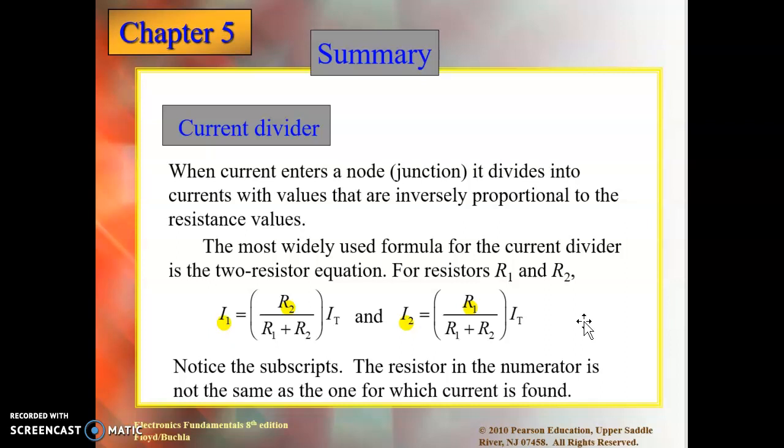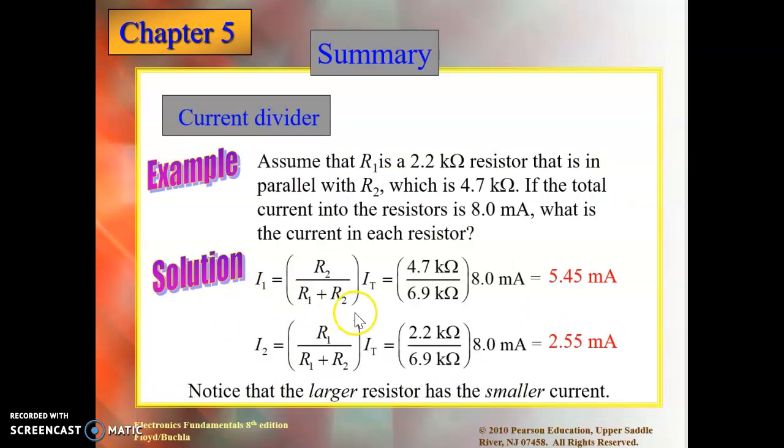If you go into the book, there is a general form that extends this current divider to more than 2 resistors. Okay, so look at that. If not, I'll do an example where you'll see the general case, not only the two resistor equation that we are showing right here.